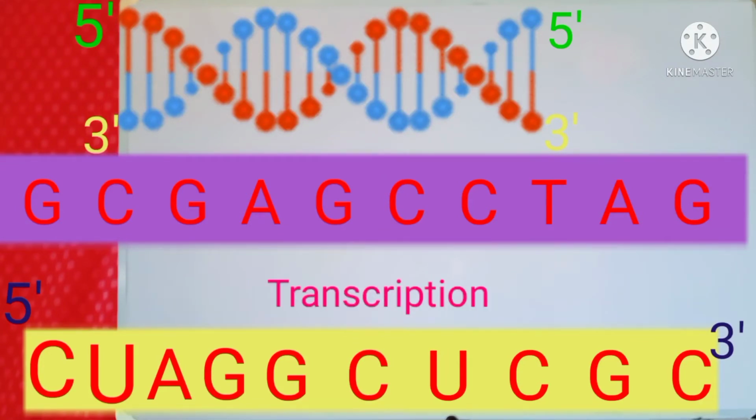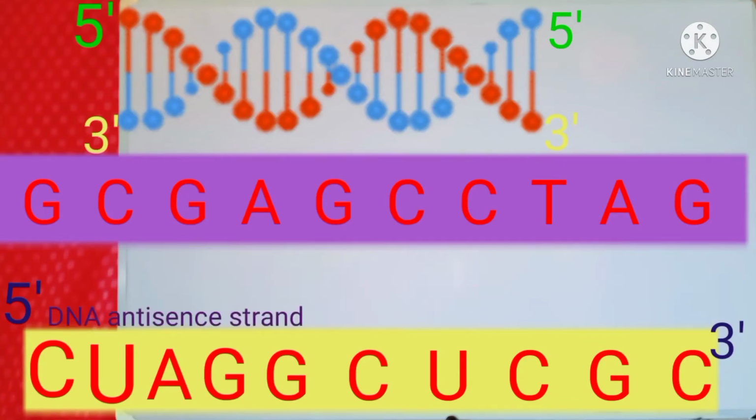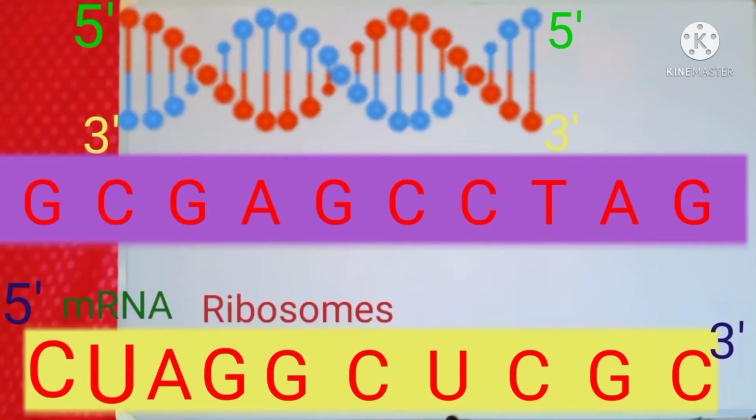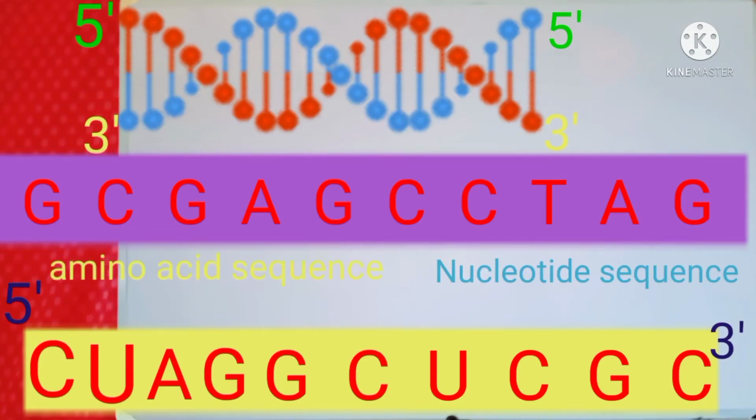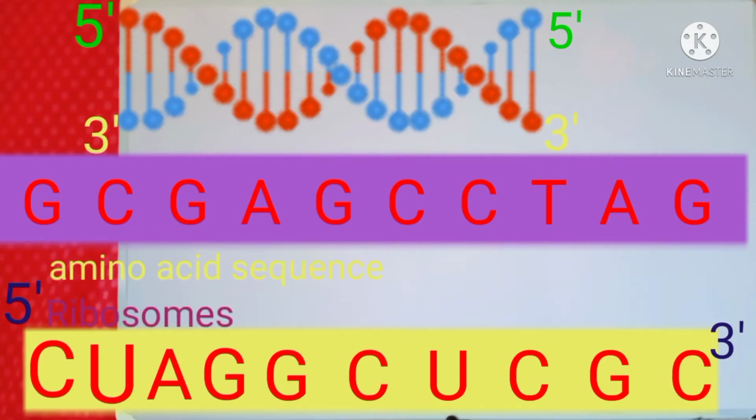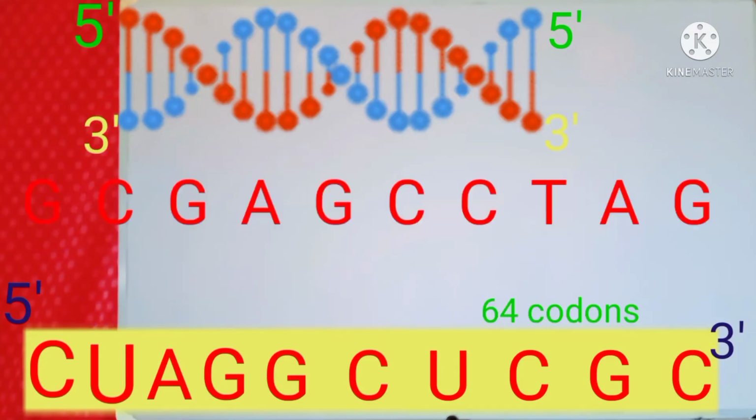Once we have synthesized the messenger RNA molecule, we are going to use this messenger RNA molecule, and the ribosomes are going to translate the codons of the messenger RNA molecule, their nucleotide sequence, into the amino acid sequence. The ribosomes will use the genetic code, which consists of 64 codons.